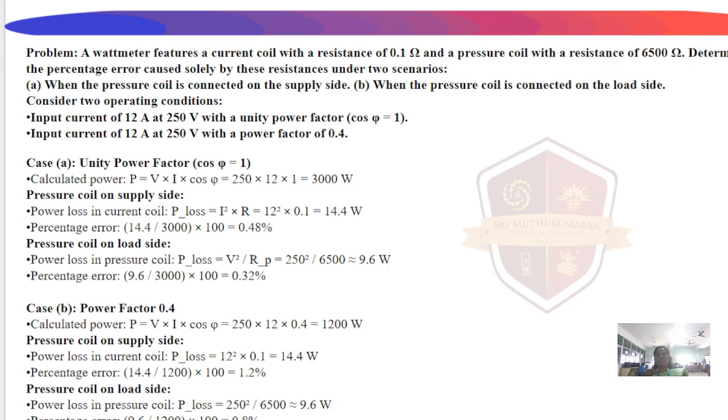Actual power becomes 1200 watts. Here, the same losses produce higher percentage error because the actual power is lower. Percentage error becomes 1.2 percent for supply side connection and 0.8 percent for load side connection. So we observe that at low power factor, percentage error increases.